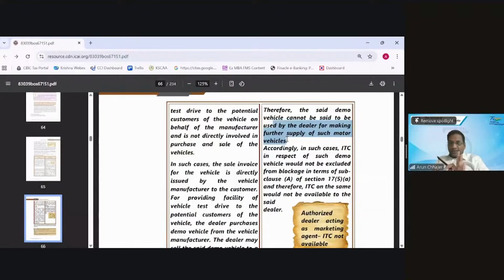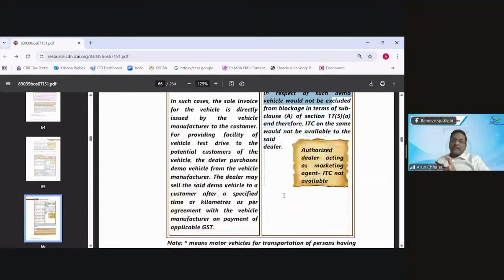motor vehicle. यहाँ तक तो बात क्लियर है ना? We cannot say that the demo vehicle is used for the supply of that motor vehicle because मैं उस main motor vehicle की तो supply करता ही नहीं हूँ. I am an authorized dealer. I am not making that supply because I am only acting as an agent. उस particular main vehicle, new vehicle का sale is being done by the manufacturer company itself. Accordingly, in such case, such demo vehicle would not be excluded from the blockage in terms of 17(5)(a) and therefore ITC would not be available to that dealer.